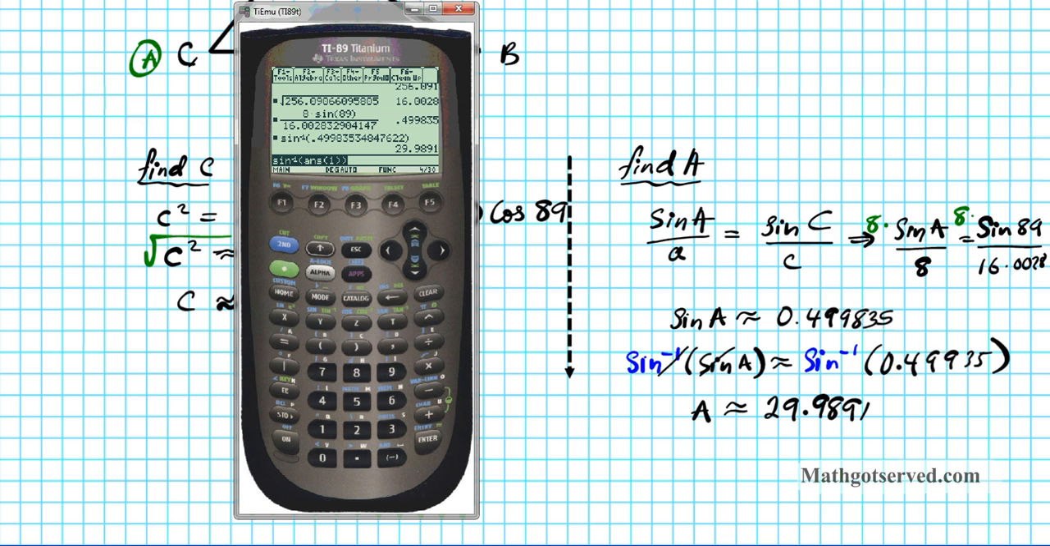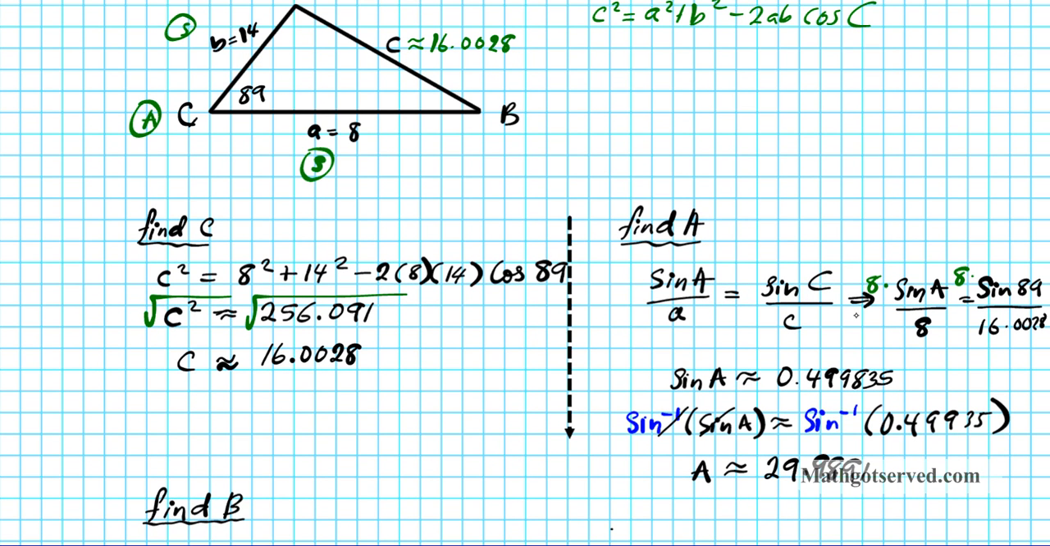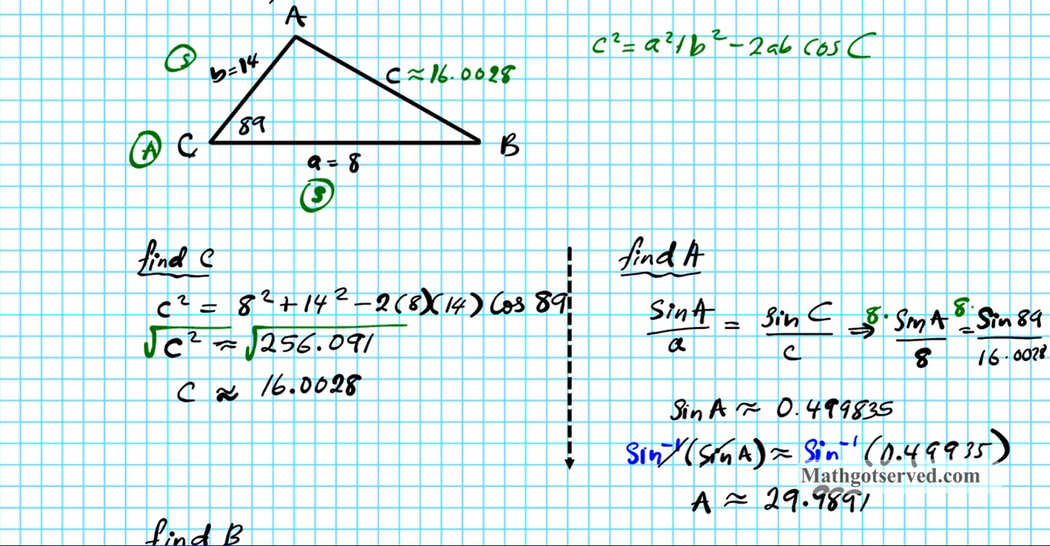So angle A is approximately 29.9891. All right, and then last but not the least, we're going to find angle B. Let's go ahead and find big B. Now, in order to find big B, we don't need to use any complicated formula, okay? Because we have two interior angles already, so we can make use of elementary geometry, namely the triangle angle sum theorem.